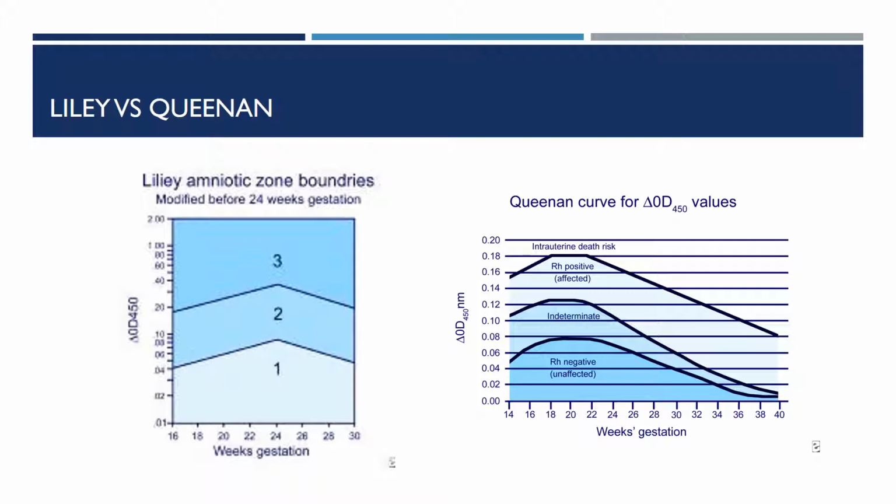Both the Lilly graph and the Queenan graph just give you the basic ideas of what the danger is for the fetus. What's the most likely case that they're having some kind of condition going on. So you don't need to use these graphs. These are plotted by the instruments for us, but you do need to know what they're used for, okay? The Lilly and the Queenan curves.